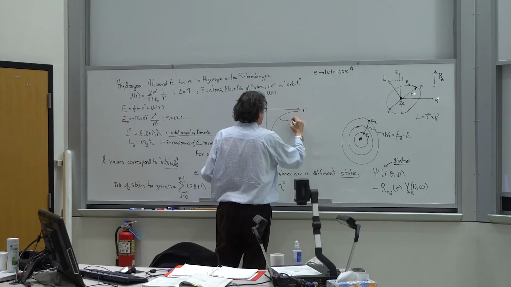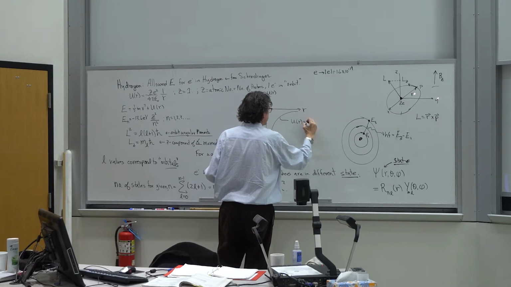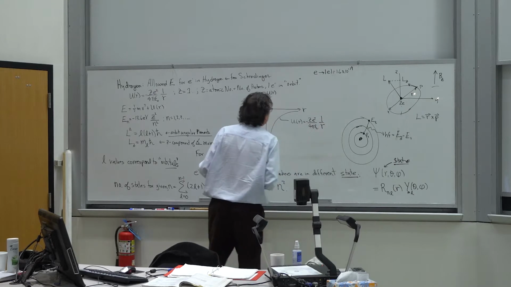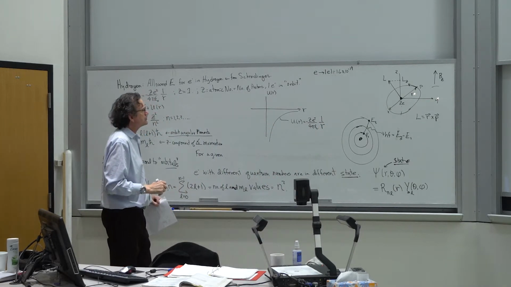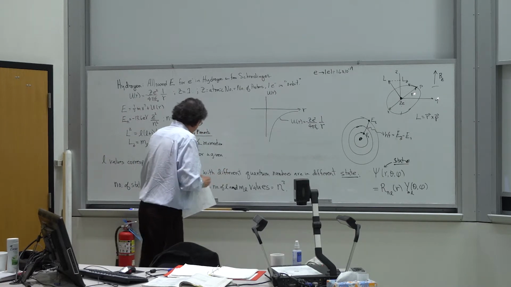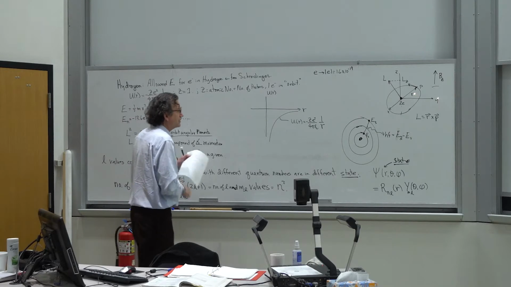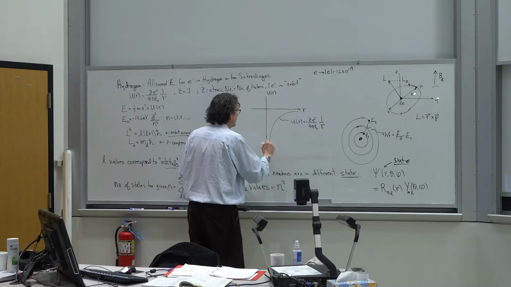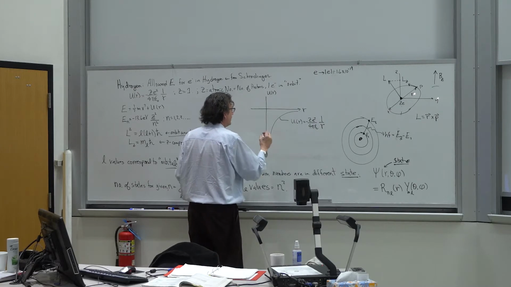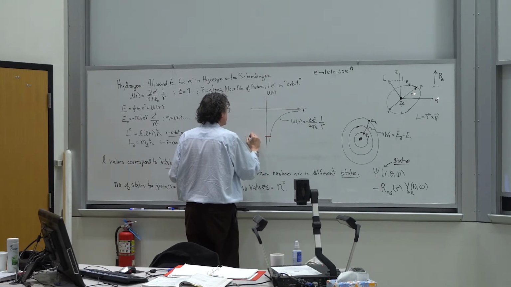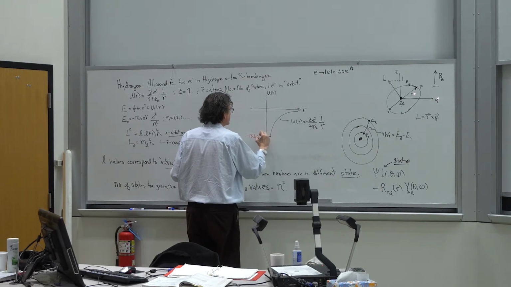Given what we know now, the potential energy function looks something like this. The potential energy function U of r is given by minus Ze squared over 4 pi epsilon naught times 1 over r, right? This is the potential energy function for a point charge Ze attracted to another charge. In terms of the quantized energy states that are allowed for hydrogen, the ground state is right here, at minus 13.6 electron volts.